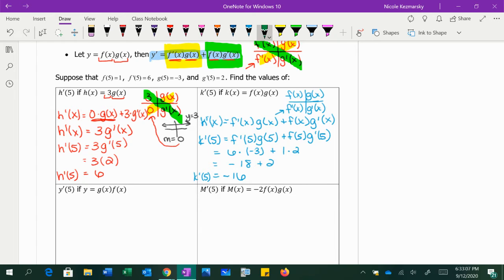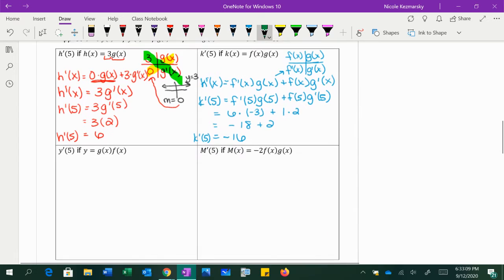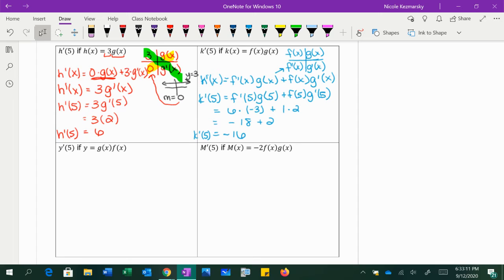In the next example, instead of f of x times g of x, we're doing g of x times f of x. And I did this one on purpose because I wanted to see if I could change the order on the multiplication and still get the same derivative. So let's see what happens.